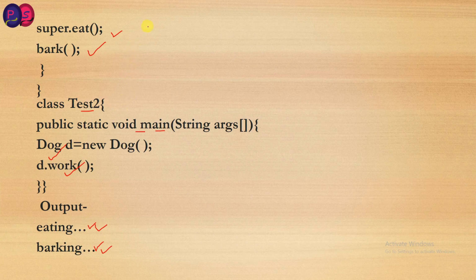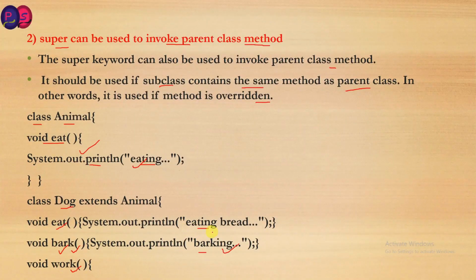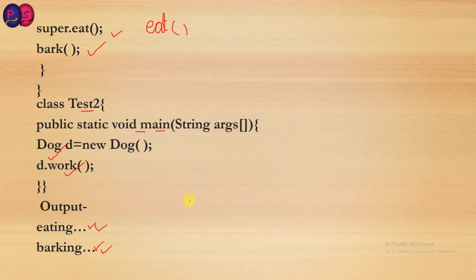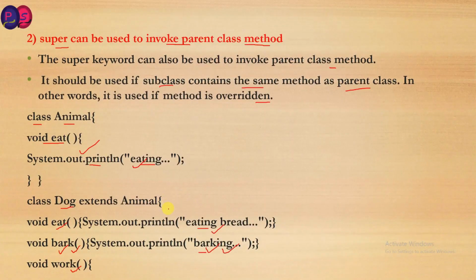If in place of super.eat we were saying just eat, the output would be eating bread and then barking. As we are saying super.eat, it will print eating.